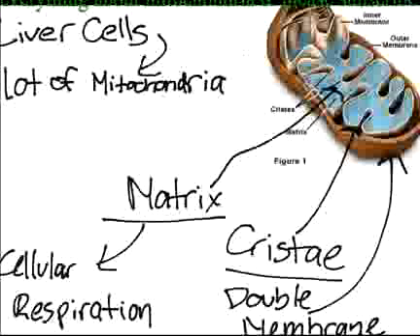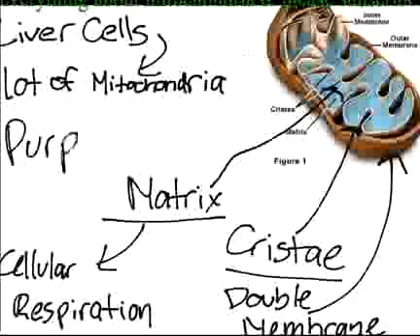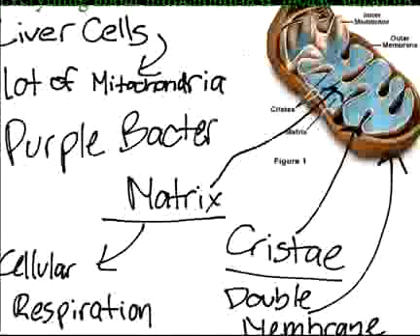Finally, a fun fact to know is that the mitochondria was derived from purple bacteria. The mitochondria is one of the organelles believed to have originated separately from an original cell, because it has its own DNA and ribosomes, not shown in the picture.